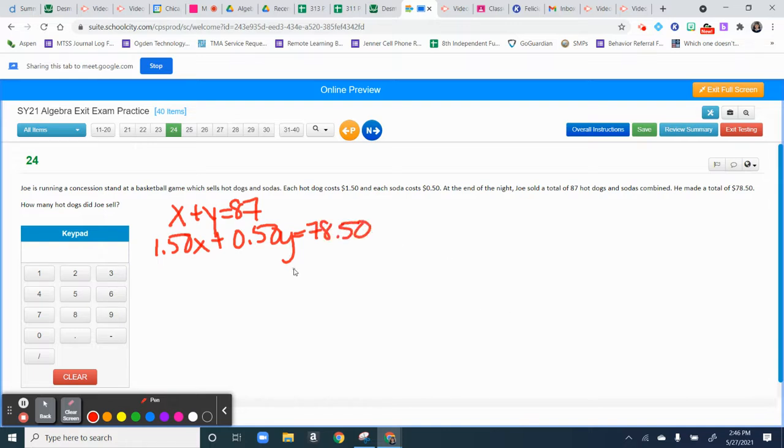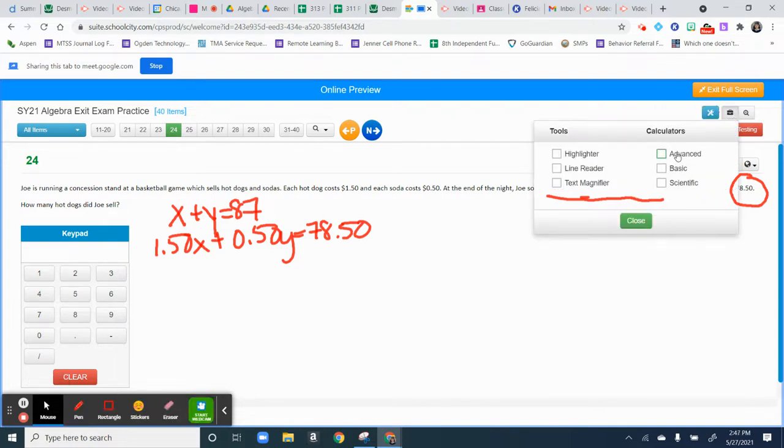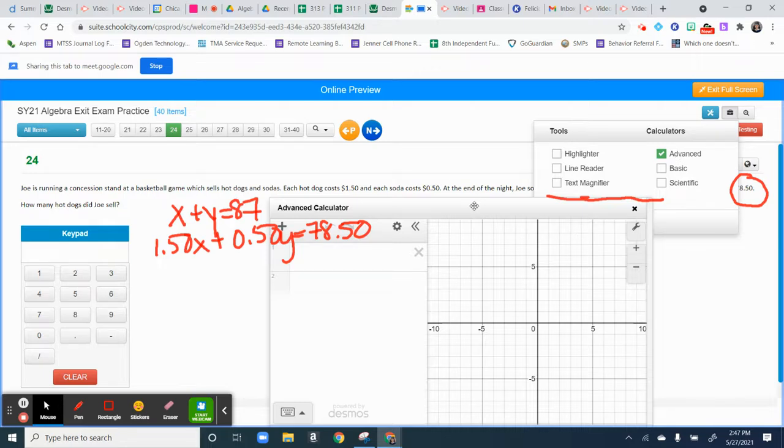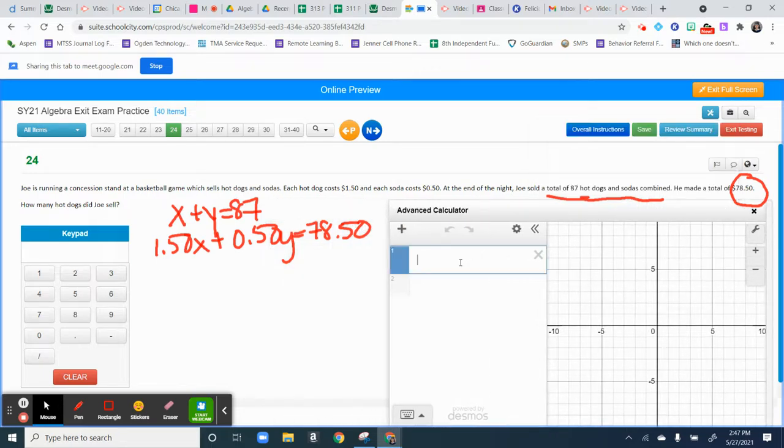Okay, so when you're doing systems, a lot of times you're going to have these combinations. Because he sold a total of them together, I add x and y together. This is the total cost, so this is how much he made for hot dogs and how much he made for sodas. And now what am I going to do? I'm going to graph it. I go to my tools, I go to my advanced calculator, and I put my equations in.